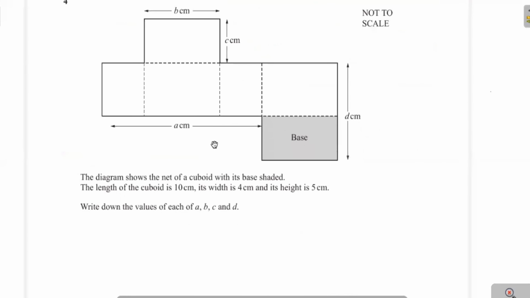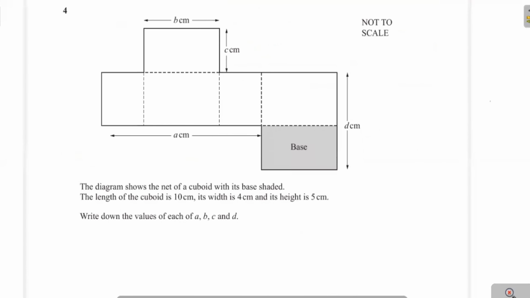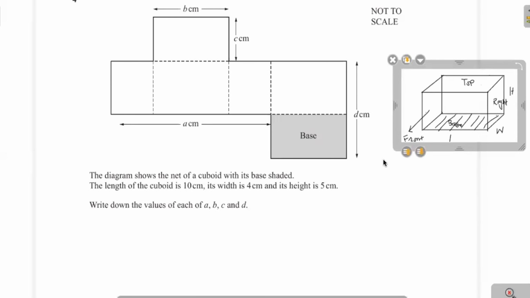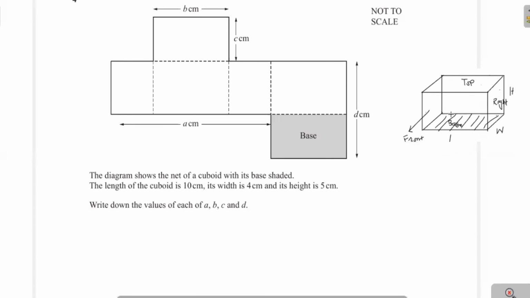Question number 4. The diagram shows the net of a cuboid with its base shaded. The length of the cuboid is 10 centimeter and its width is 4 centimeter. Height is 5 centimeter. Write down the values A, B, C, and D. This is the net of the cuboid. And in the cuboid, you see here, there are 6 faces. The first face is the bottom. This is the base. Suppose this is the bottom face.